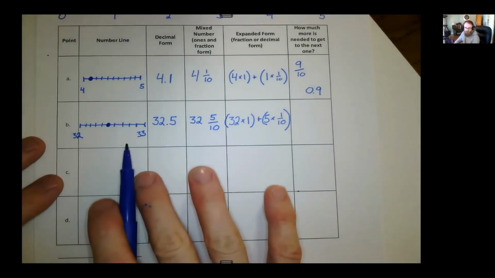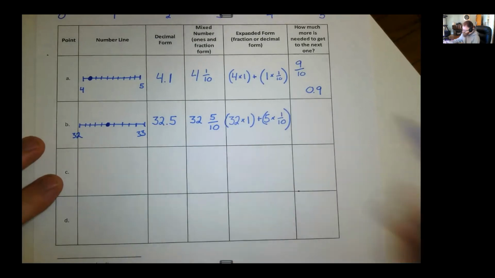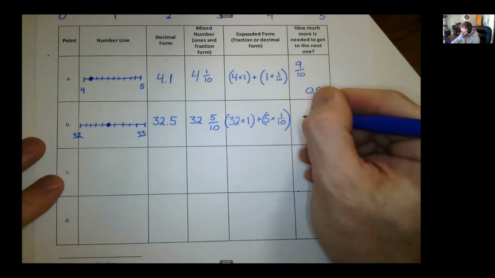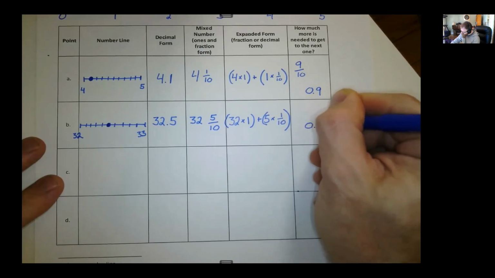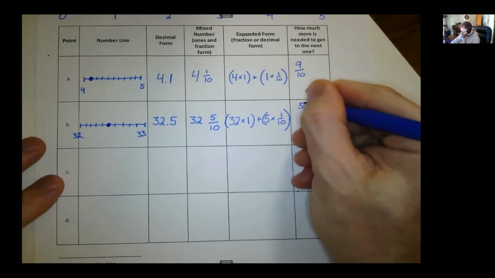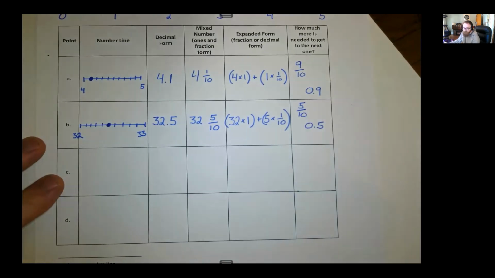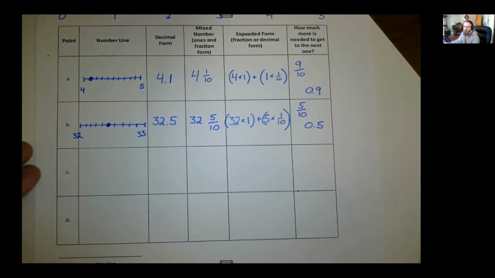And on the number line, or by counting or adding, you can see that 32 and 5/10 is 5/10 away from our next one, our next whole number.